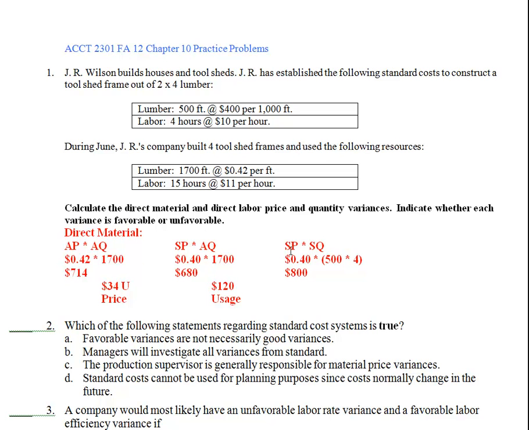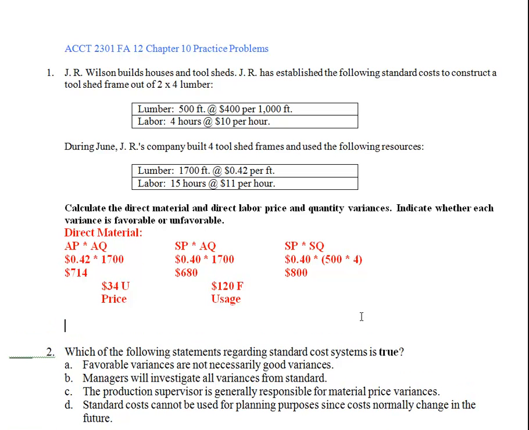To determine that, you're just looking at the quantities. So we thought we would use 2,000 feet of lumber. We actually used 1,700 feet. So we used less than we thought. So that's good. So that's a favorable variance. So we have a $120 favorable material usage variance.